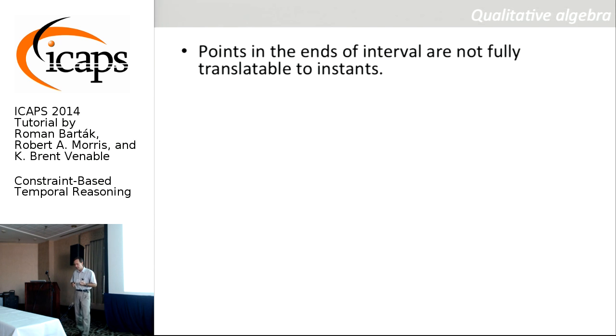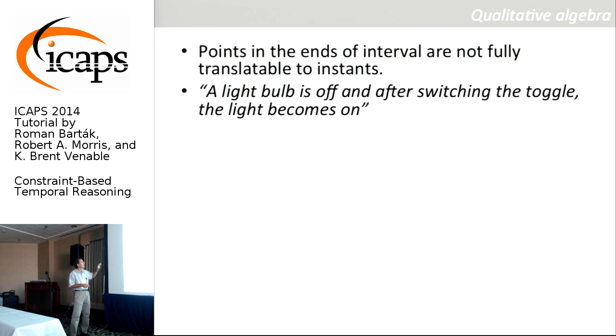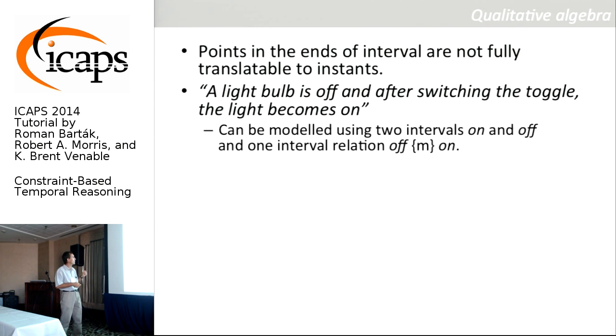Well, the reason is that if I have an interval, I have a start point and an end point, but these points are somehow different than points in the point algebra. Let me show an example. A light bulb is off, and after switching the toggle, the light becomes on, right? And now let's ask the question, what's the situation with the light at the point when I switch the toggle? Is it on or off? We don't know. We can model it using two intervals, and there is no problem. I have two intervals. In one interval, the light is off. In the other interval, the light is on, and they are meeting.